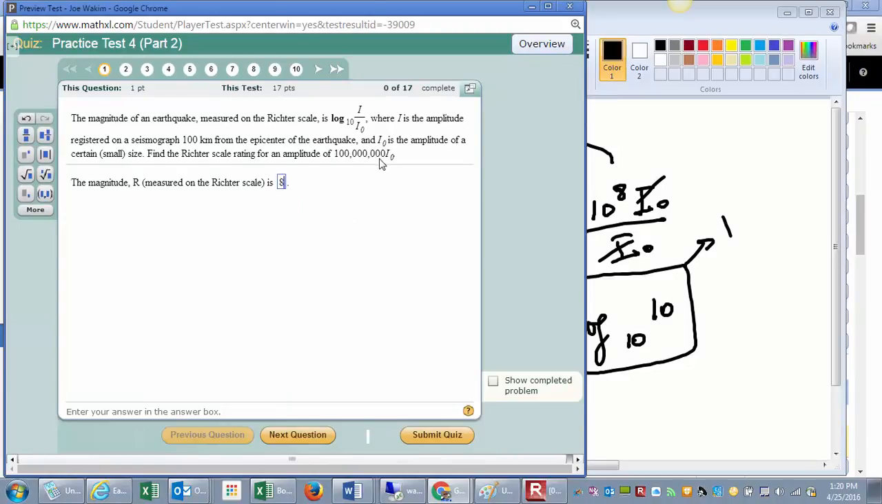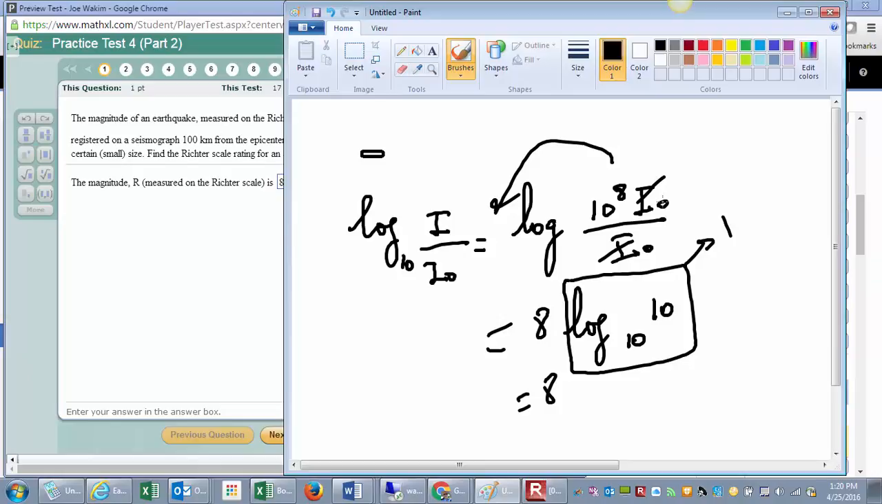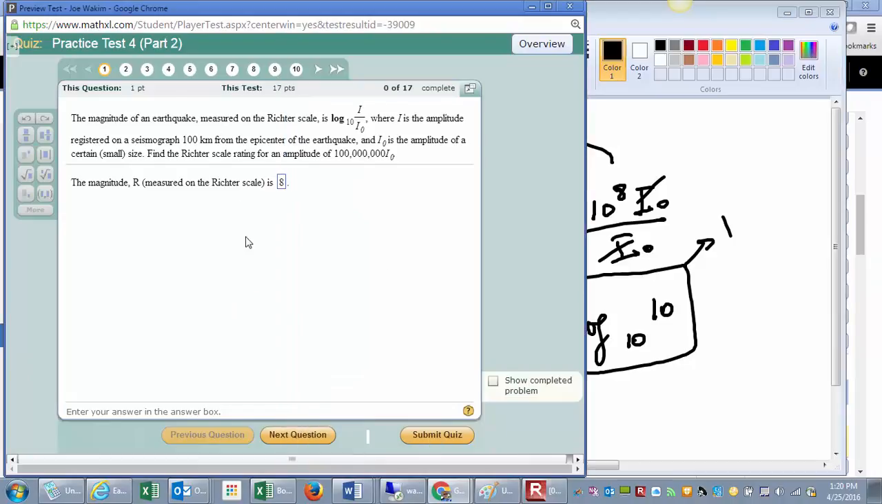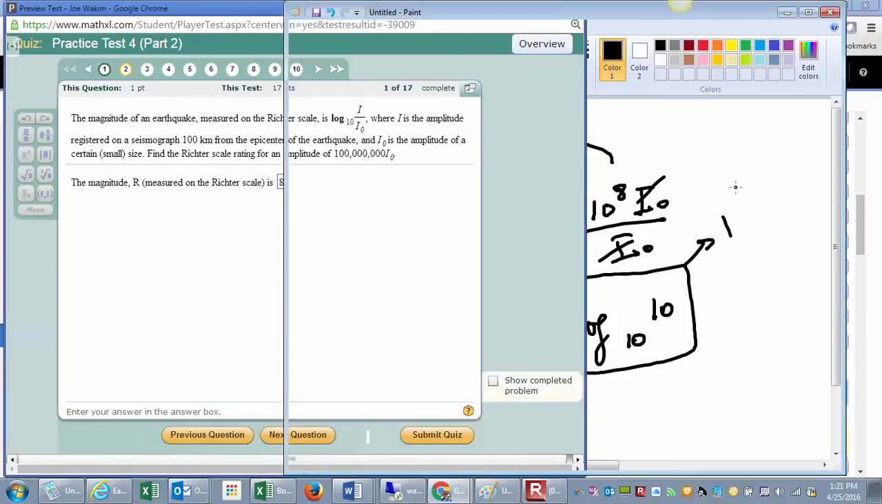Again, if you count, 1, 2, 3, 4, 5, 6, 7, 8. That's 10 to the power 8. And we use the power rule to move the 8 as the coefficient. And this would be log 10 over base 10, and that would be 8. Okay, let's try number 2.